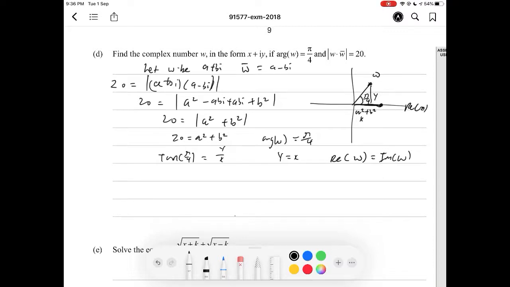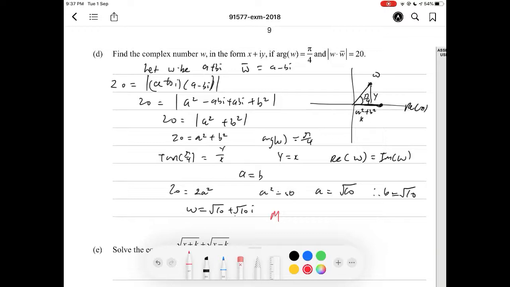Okay, so in this case, we can clearly see that our w is a plus bi. Our imaginary part is equal to our real part, a equals b. Therefore, 20 equals 2a squared. So a squared equals 10, a equals root 10, and therefore b also equals root 10. So w equals root 10 plus root 10i. That is our final answer for this question.